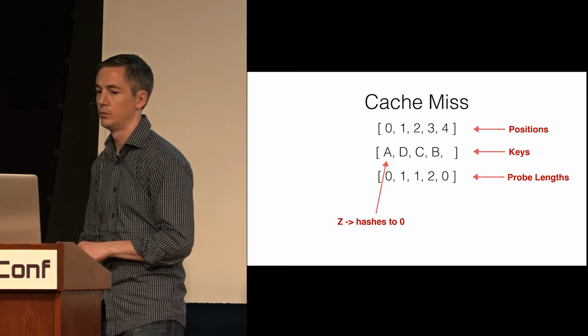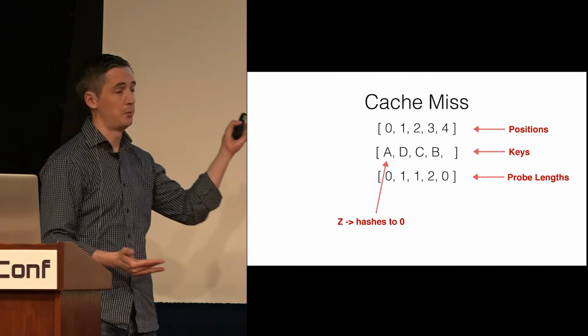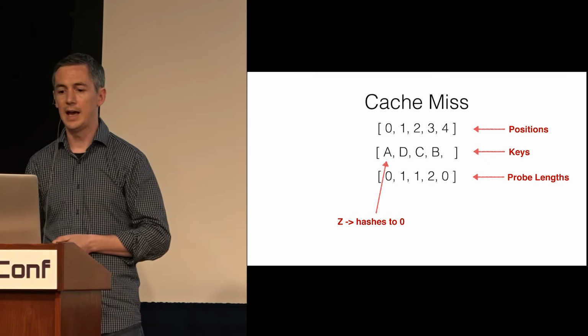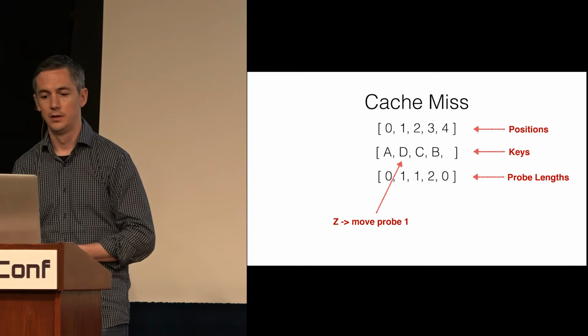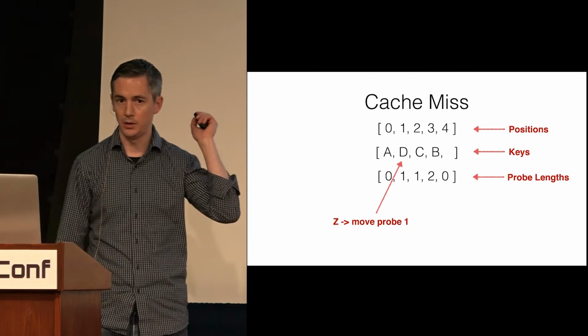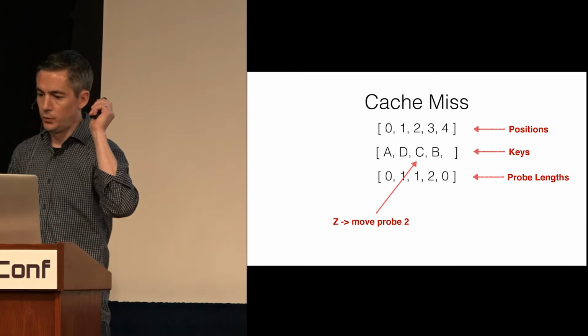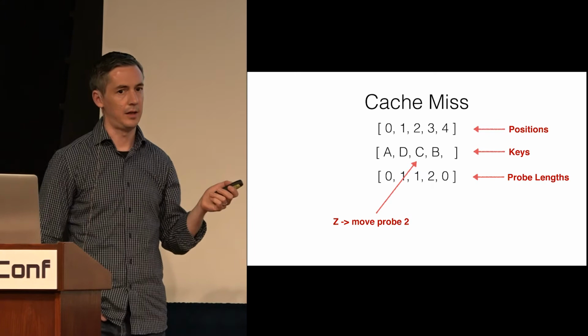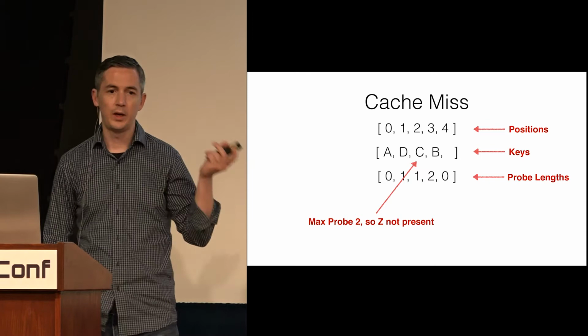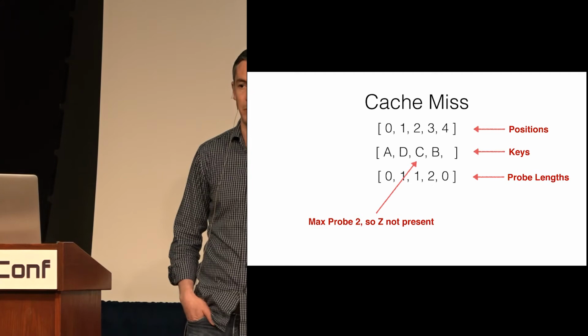So here's what a cache miss looks like. Say we're trying to look up Z to see if it exists in the file. Z hashes to 0. And we see, OK, well, A is not Z, so that's not it. So we move the probe, and we say, well, D is not Z, so that's not it. And notice we're tracking where we are in the probe length for Z. So we move the probe again, and C is not Z. And we're at probe length 2 now. And at this point, we know we can exit because we've stored the max probe length. We know nothing in the table has a probe length more than 2, so we know it's a cache miss.